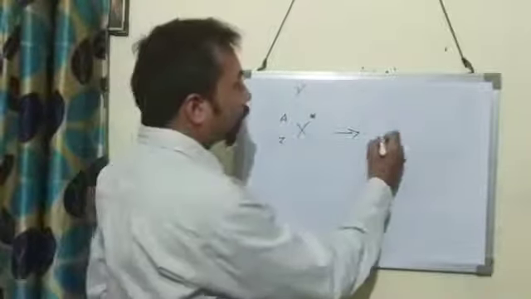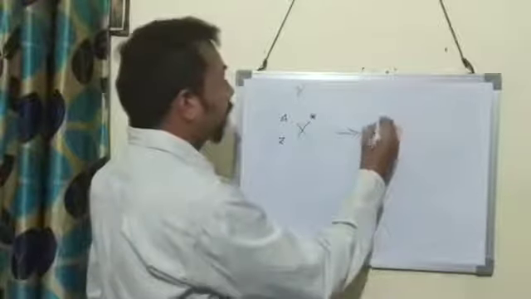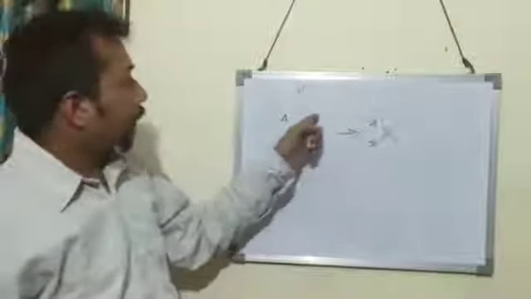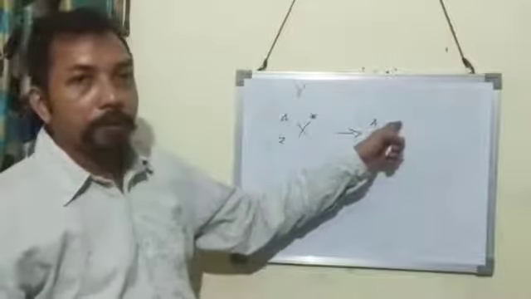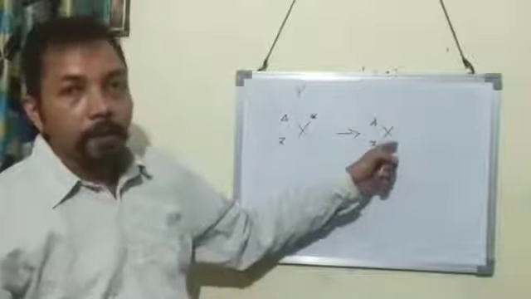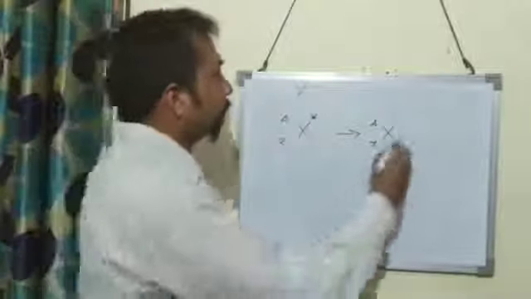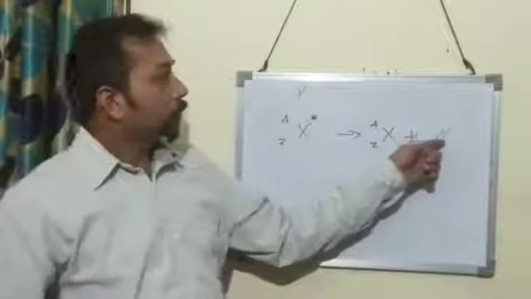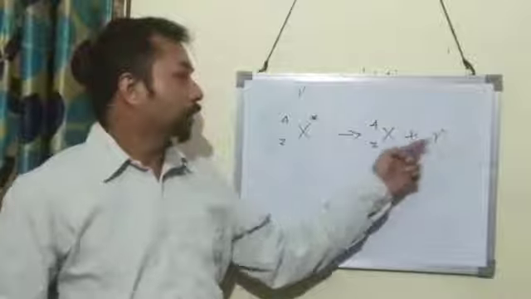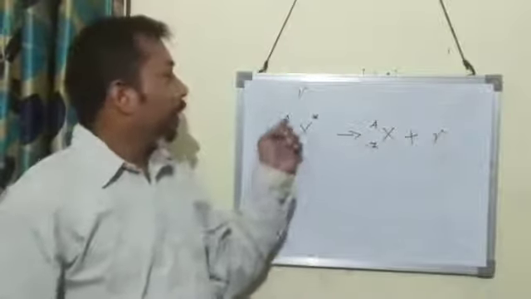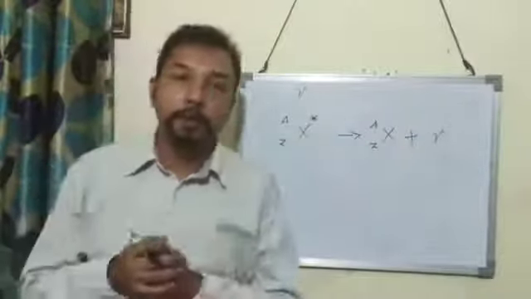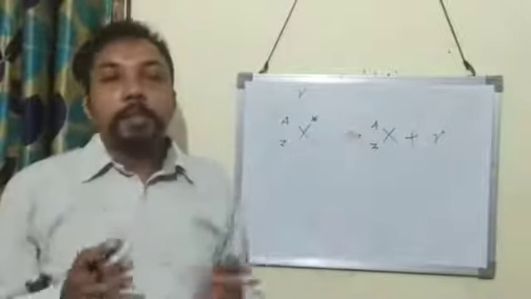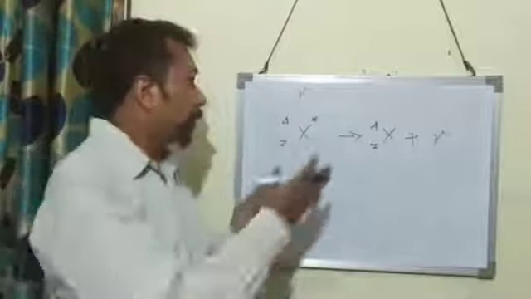Then when we write the equation, the element has the same mass number A and atomic number Z. Here we are not putting the star sign. It shows that the nucleus is in the stable state, plus gamma radiation. So that excess energy is given out in the form of gamma radiation. There is no change in the atomic number and mass number. This is the equation.